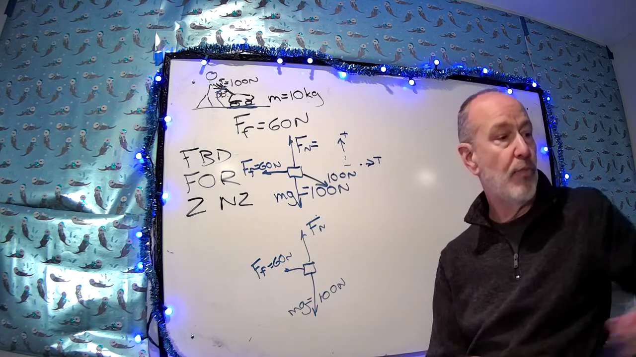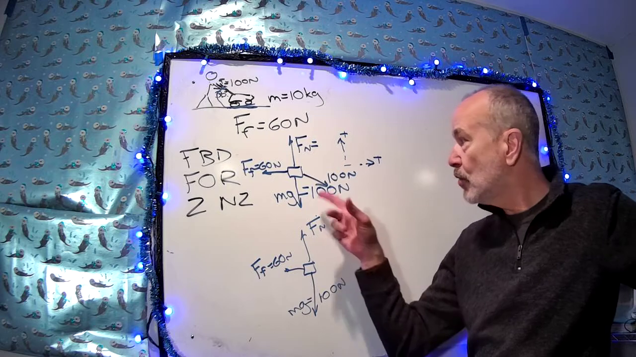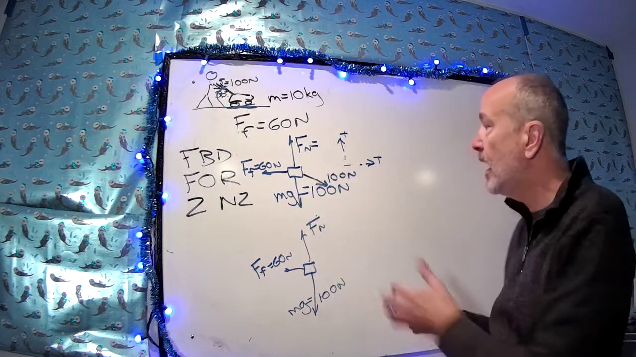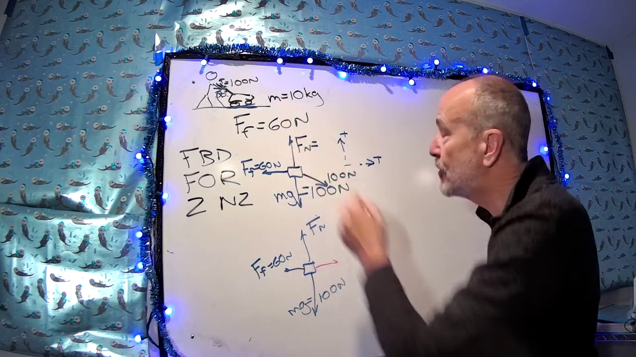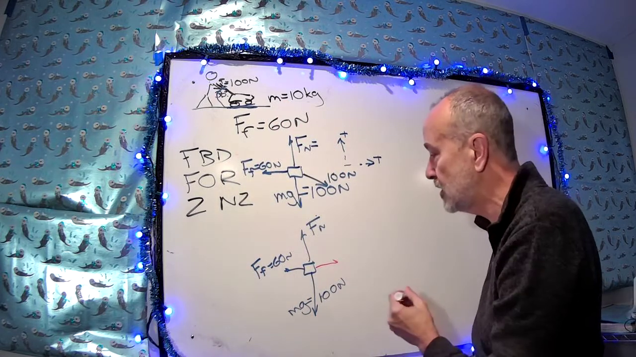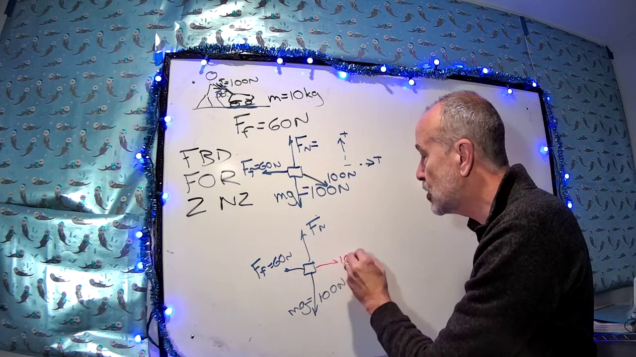And I'm going to replace that with two vectors. How much of that goes in this direction? That's 100. And I said 30 degrees, so I'm pushing down at 30 degrees. This is going to be 100 cosine of 30.